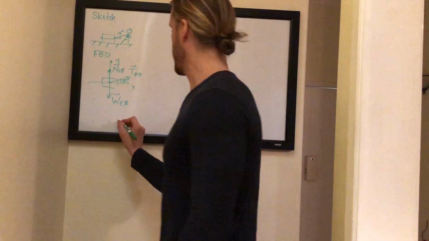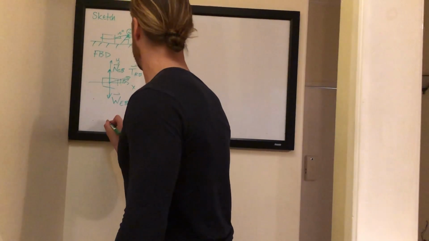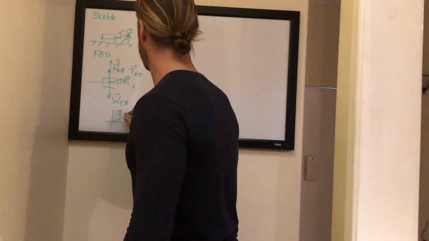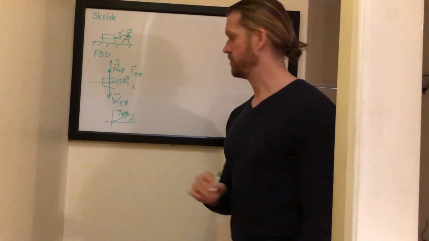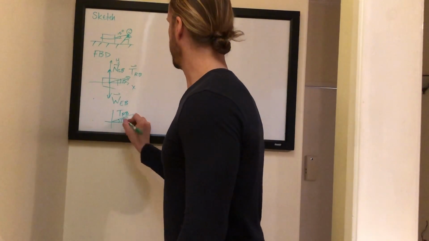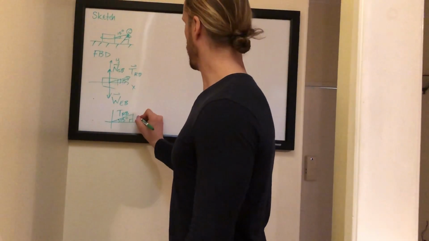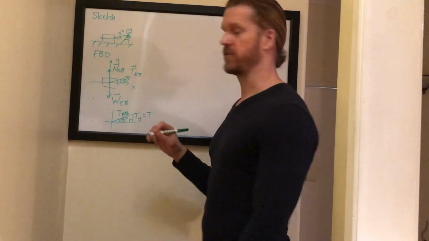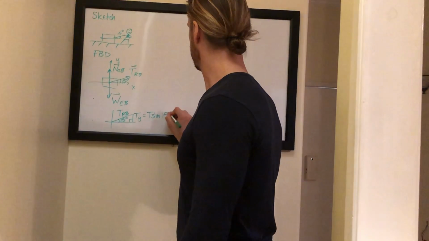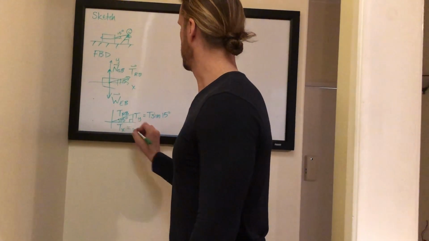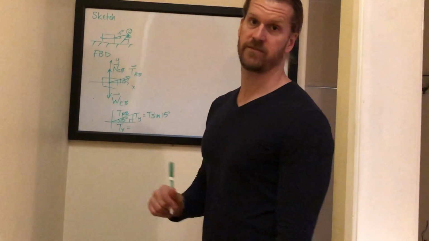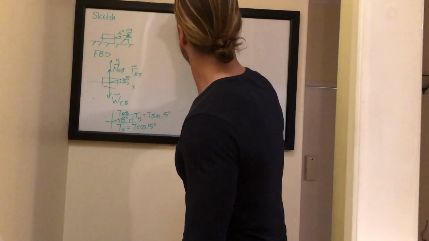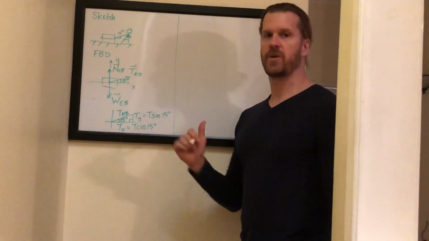So that tension force has X and Y components. If that's tension, the magnitude, and there's the angle, 15 degrees, then the Y component gets sine, it's opposite in that triangle, and the X component gets cosine because it's adjacent to the 15-degree angle. So our free body diagram is complete.